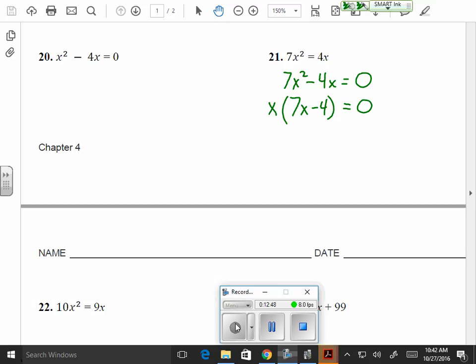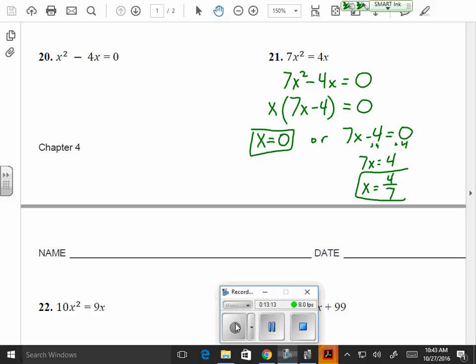Now I have two things again multiplied together to give me 0, which means either x is 0 or 7x minus 4 is 0. That I don't have to break down any farther. On this side, add 4 to both sides: 7x equals 4. Divide by 7. x would be 4 over 7. So those are my two roots.